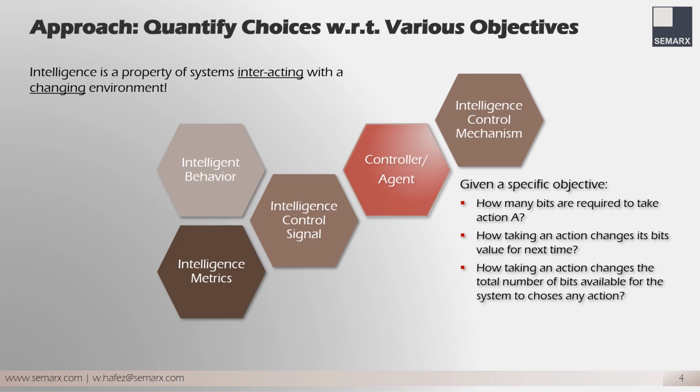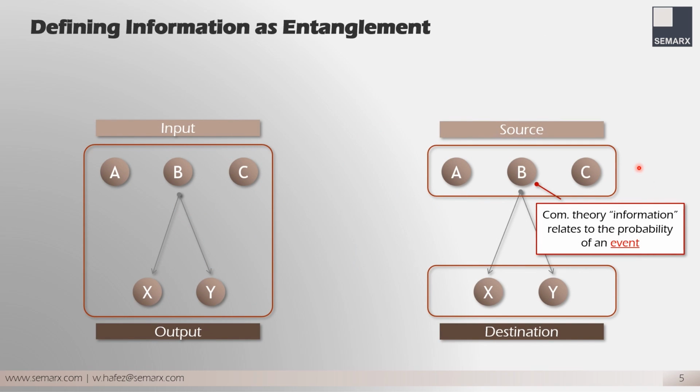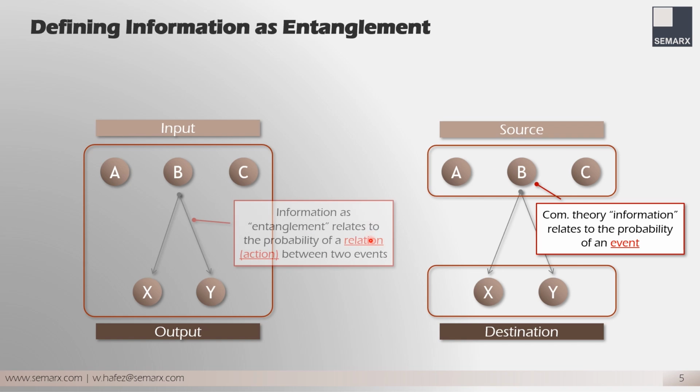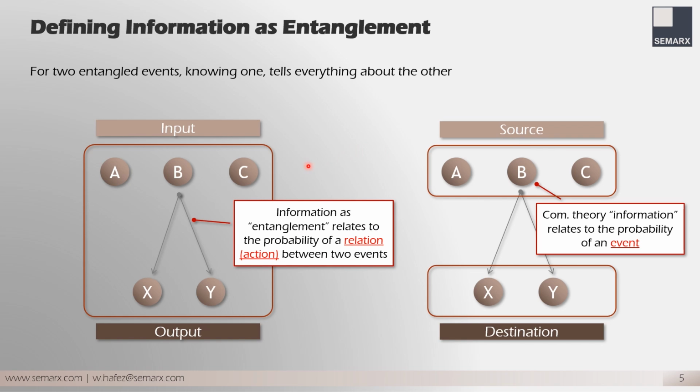What we propose here is, in communication theory, information is defined in relation to the frequency of an event. What we are proposing here is to define information as an indication of a connection between two events. So here an event can happen or not happen according to some probabilities. Here, we measure this for a relationship between two events.